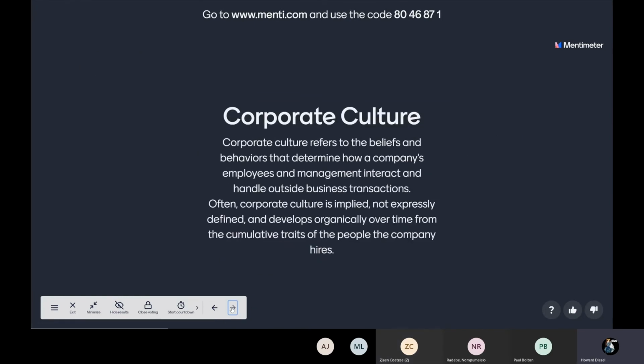All right, so corporate culture. I always said, okay, if I've got a change manager, then that's their problem. They must deal with the corporate culture or the cultural side of it. I only realized in the last year and a half that I was being a bit silly or naive. So as usual, I like to start with the definition. Corporate culture refers to the beliefs and behaviors that determine how a company's employees and management interact and handle outside business transactions. I actually quite like that.